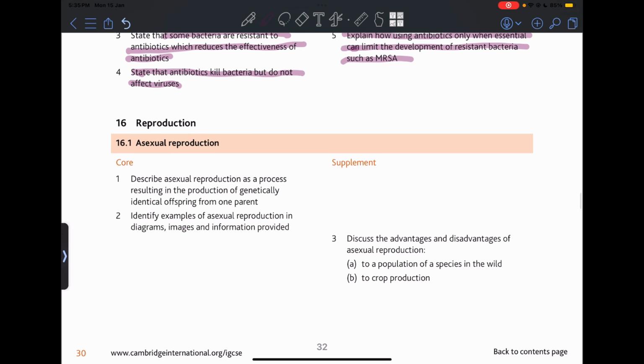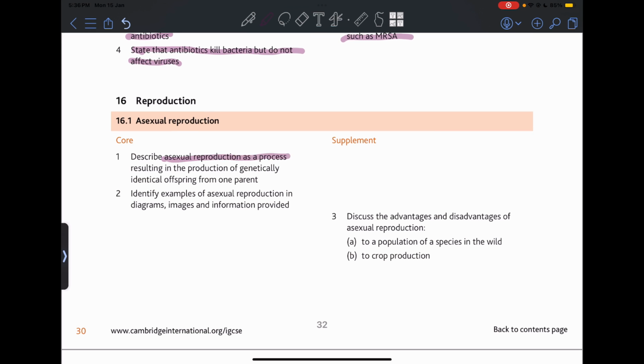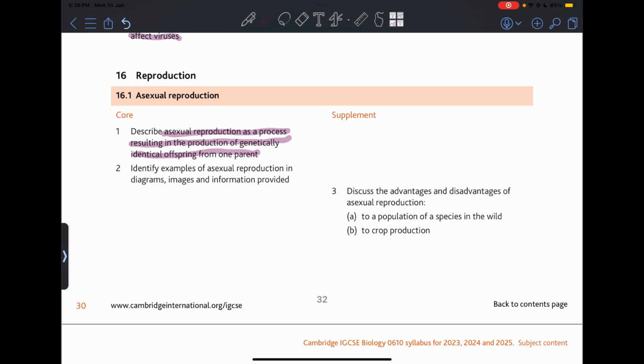Now 16, which is reproduction. 16.1 is about asexual reproduction. Describe asexual reproduction as the process resulting in the production of genetically identical offspring from one parent. So asexual reproduction is from one parent only, and this is the opposite of sexual reproduction, which I'm going to be talking about later on. So this is the definition. You have to be able to define this in the exam and memorize it.